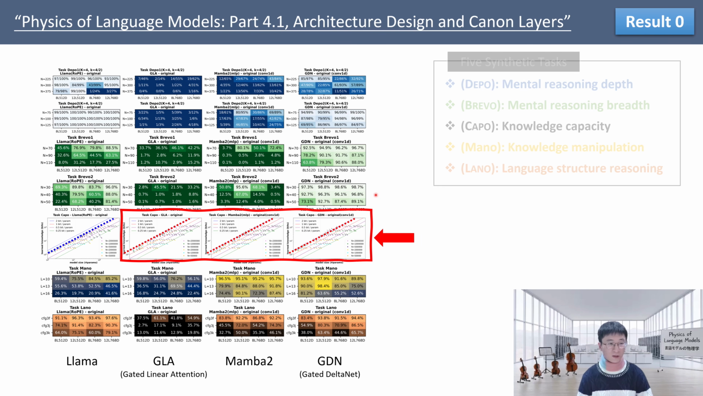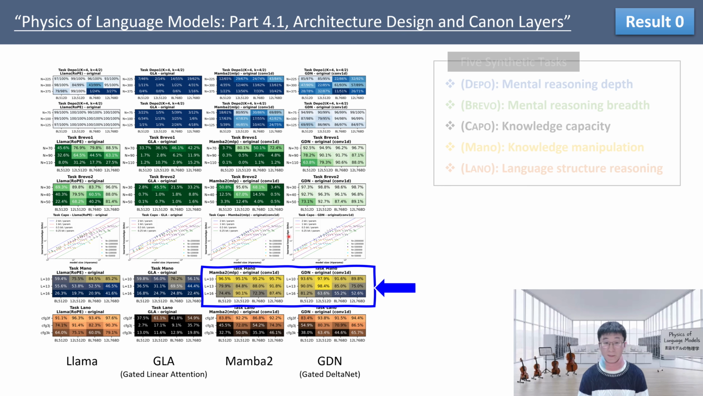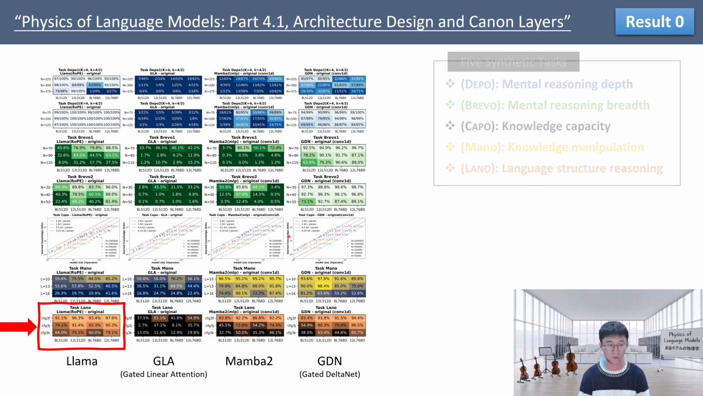And in terms of knowledge capacity, you can see that the linear models all perform pretty well, much better than transformer in terms of how many bits per parameter the model can memorize. So they're good in memory. And Mamba2 and GDN turned out to be especially better than the other 2 in terms of knowledge manipulation. But finally, in terms of structured reasoning, the transformer is the only one that works very well.